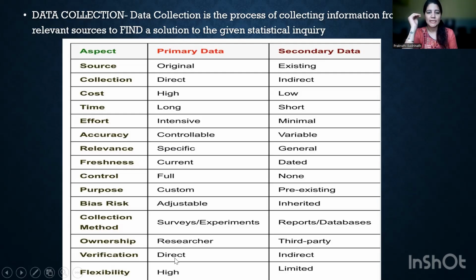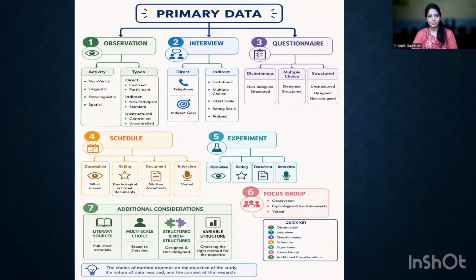Flexibility. In primary data, you have high flexibility. Once you start collecting data, if you see that there is some error in the questionnaire, or the question I'm asking is not making sense for my data, you can still change the question. You can make it more understandable to your audience. But in secondary data, that cannot happen because it's all done. You are just borrowing the complete product.